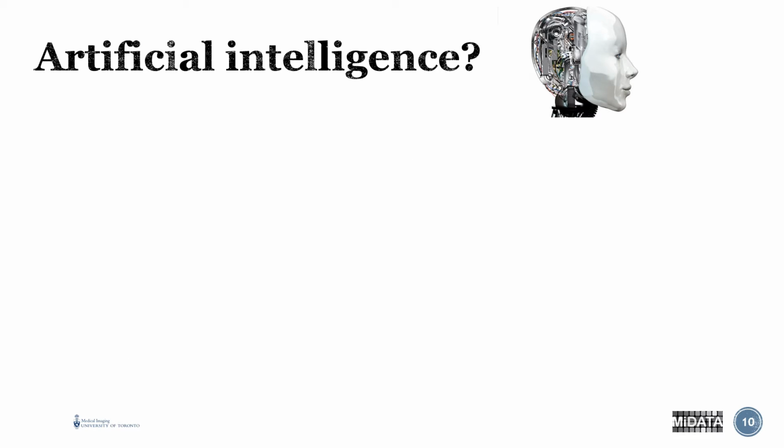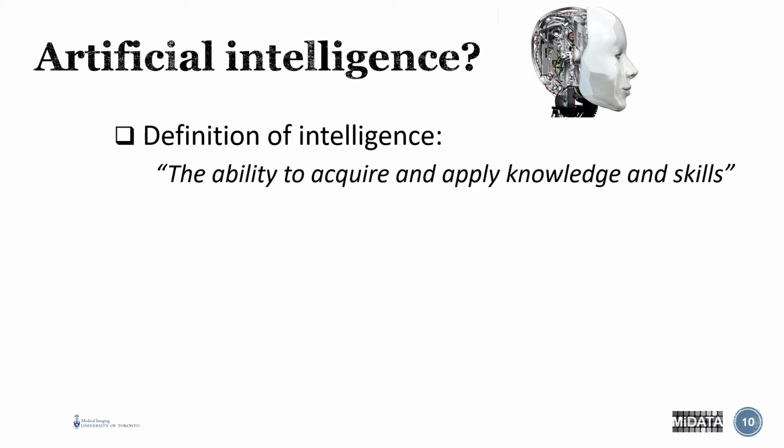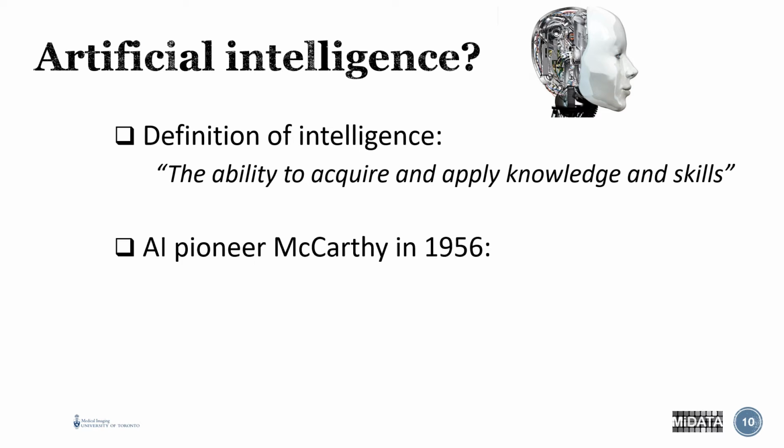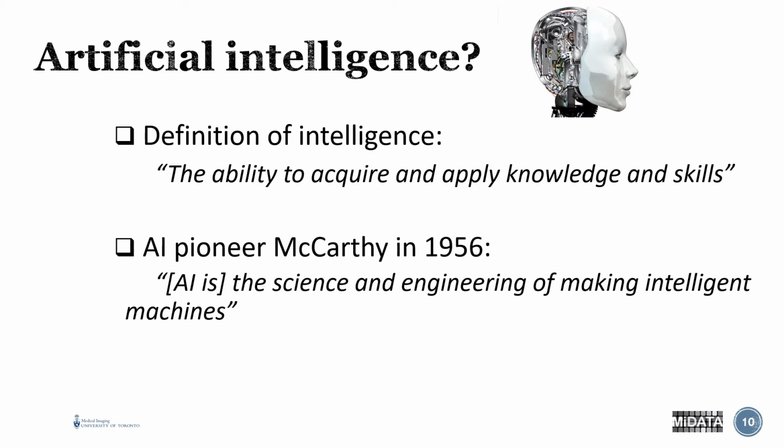How about artificial intelligence? Well, let's start with the definition of intelligence. It's the ability to acquire and apply knowledge and skills. Okay. Now, way back in 1956, the AI pioneer McCarthy coined the term artificial intelligence at a conference, actually. And he said it was the science and engineering of making intelligent machines. So meaning machines that would have the ability to acquire and apply knowledge and skills.